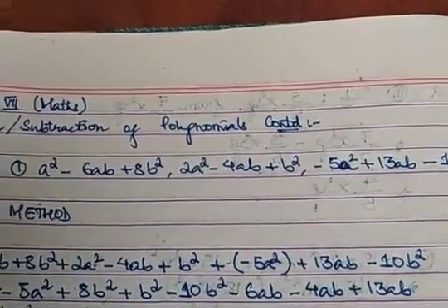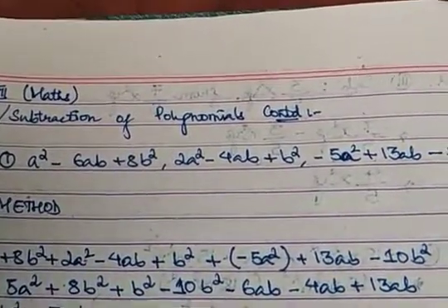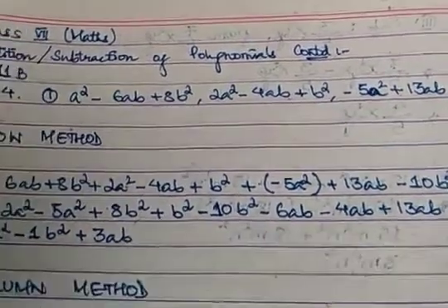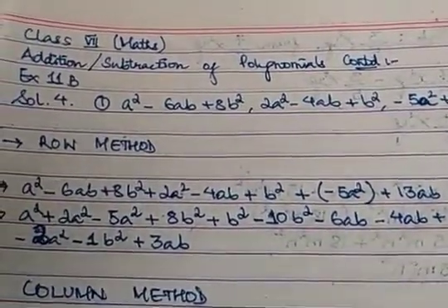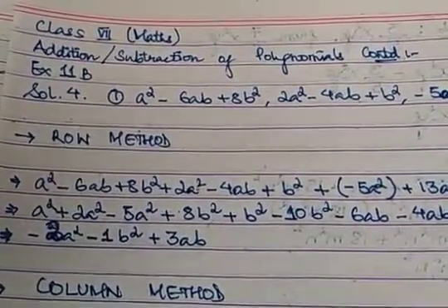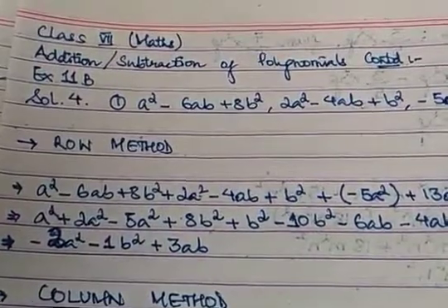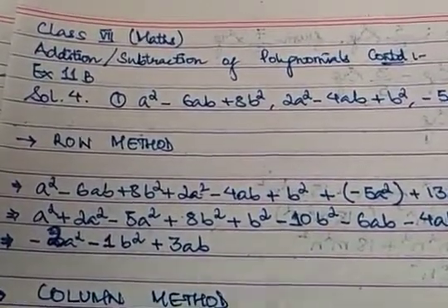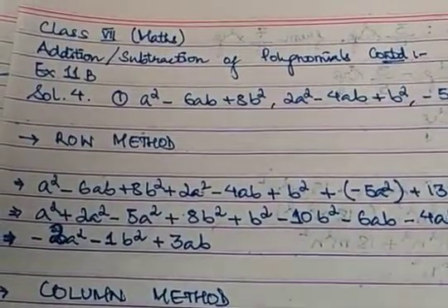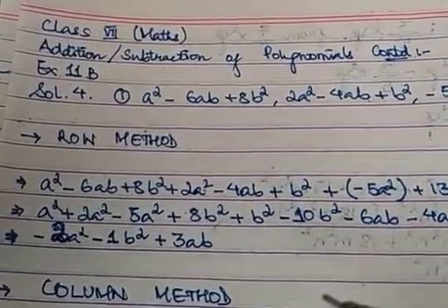As we know, only like terms can be added or subtracted. Unlike terms cannot be added or subtracted. So all we need to do is look out for the like terms first. I'll do this one in both methods, but I recommend the row method, because in your senior classes and higher level classes the same sums will be there. So it will be easier for you if you understand with the row method.